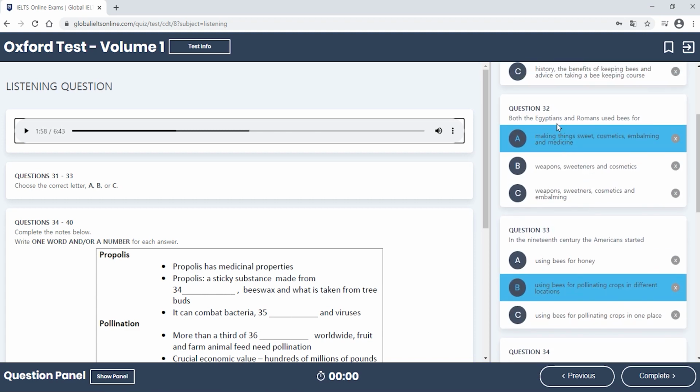Okay, then we go on to question 2. He talks about the Egyptians and Romans. First off, he says making things sweet, and for medicinal purposes. So A is the only one that mentions medicine.